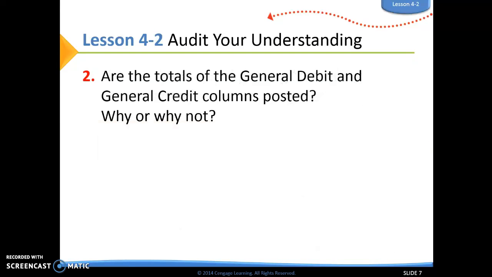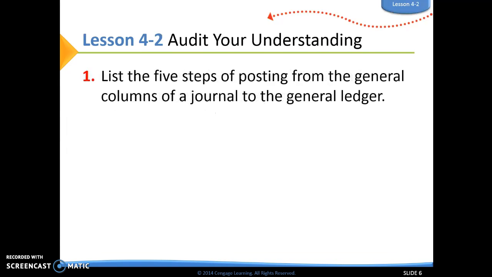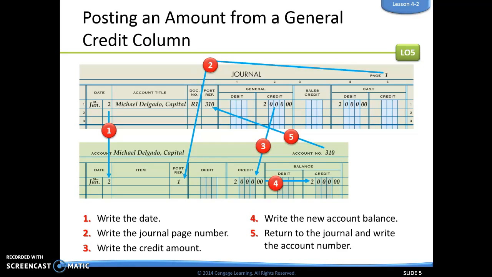Question number 2, are the totals of the general debit and general credit columns posted? Why or why not? I'm actually going to go back to here so we can see what they're talking about. When we total up these 2 columns, general debit and general credit, they're asking, do we post those 2 totals? We actually don't post those totals because in this case, these numbers are posted individually.